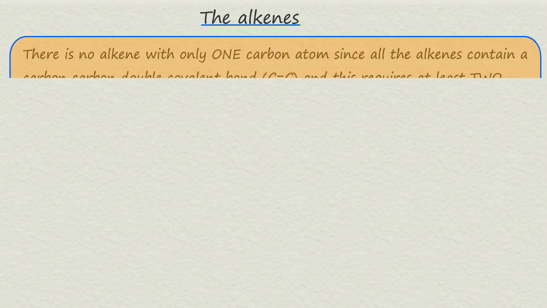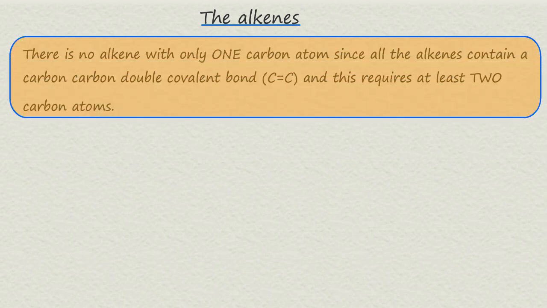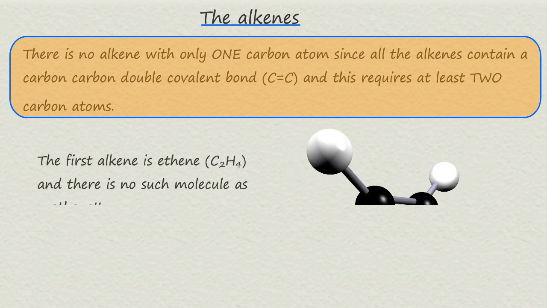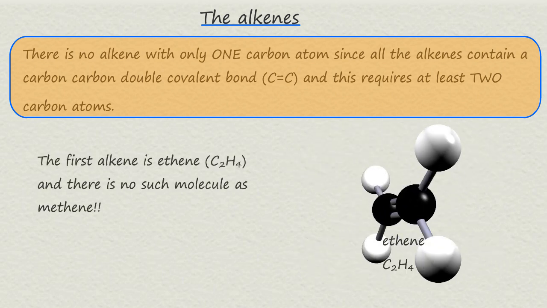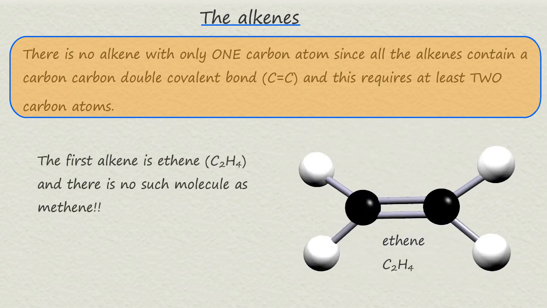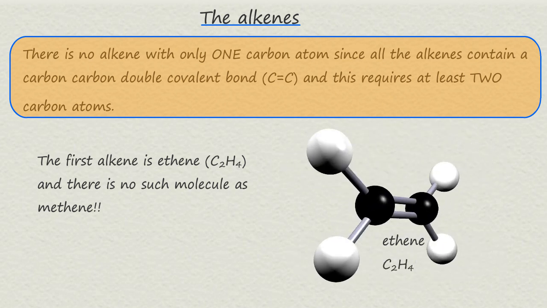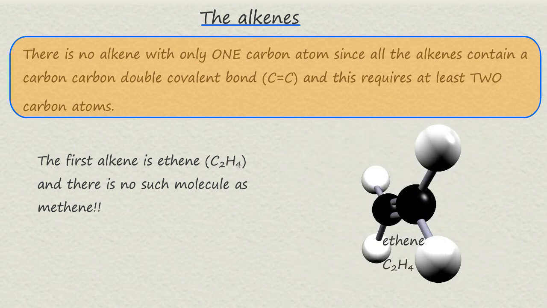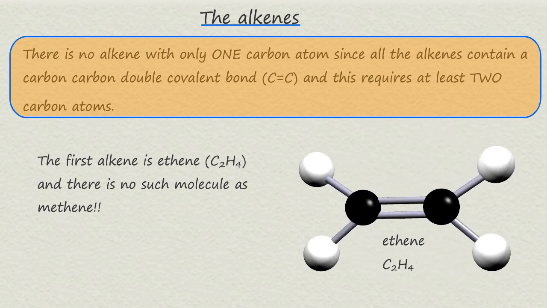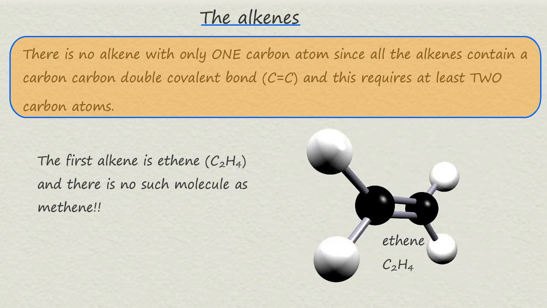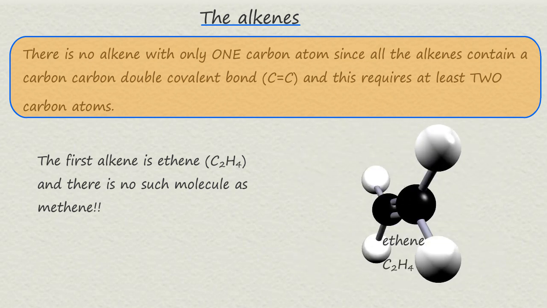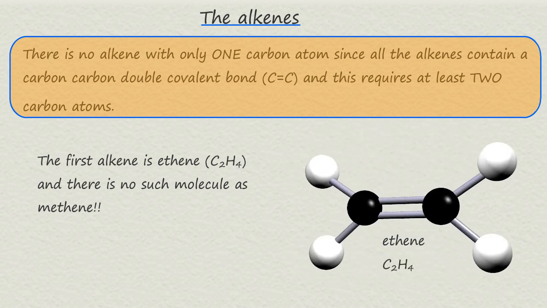Now let's have a look at how we would name alkene molecules. Now all the alkene molecules, as we have seen, contain a carbon-carbon double bond. So this means that the first alkene molecule must contain at least 2 atoms of carbon. So the first alkene molecule is ethene, and there will be no such molecule as methene, as a molecule of methene would contain only 1 atom of carbon, and obviously the minimum number needed for a double bond is 2 carbon atoms.